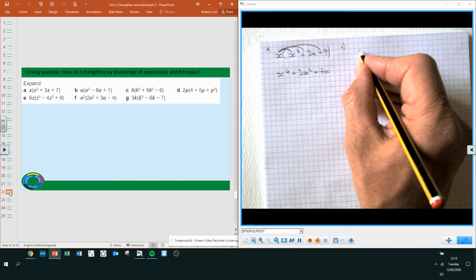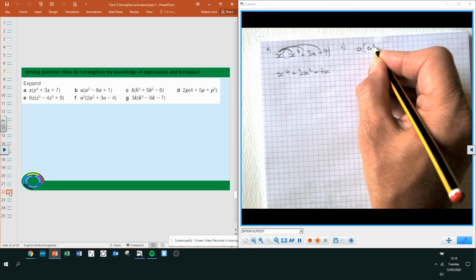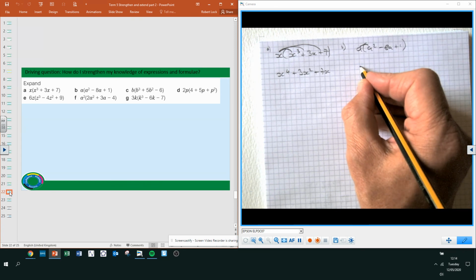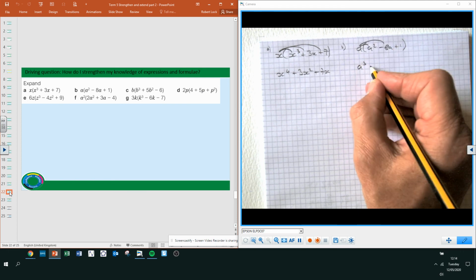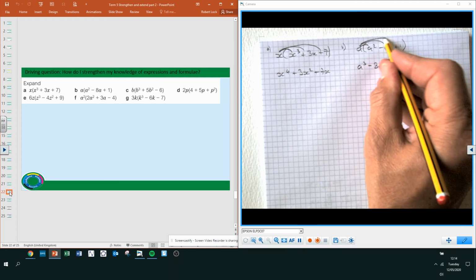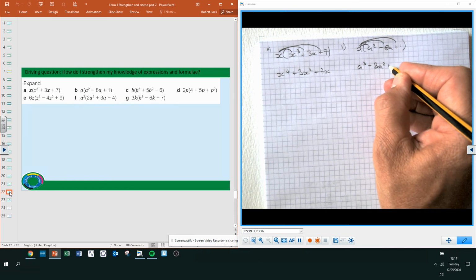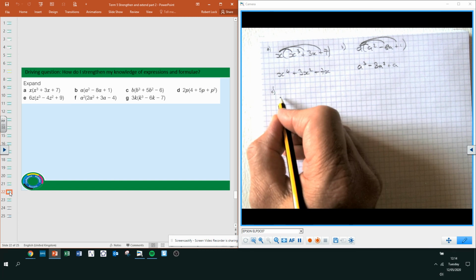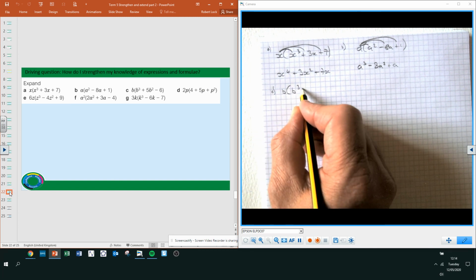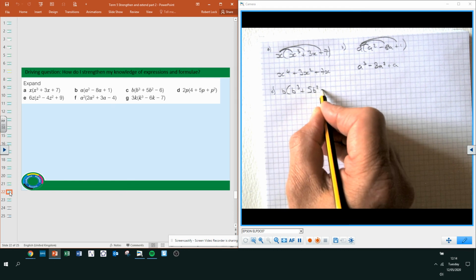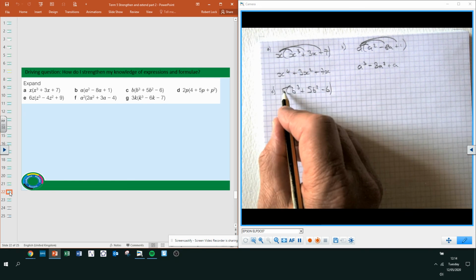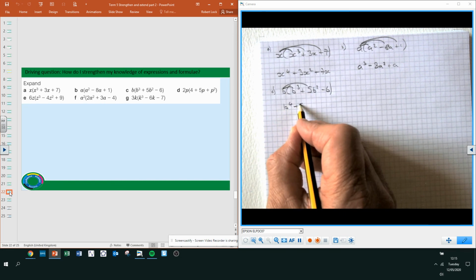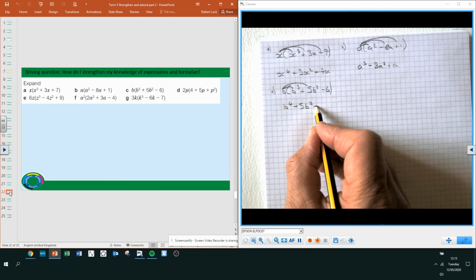B. A bracket a squared minus 8a plus 1. a cubed minus 8a squared plus 1a, which is a. So b bracket b cubed plus 5b squared minus 6. B times b cubed is b to the power of 4. B times that plus 5b cubed minus 6b.